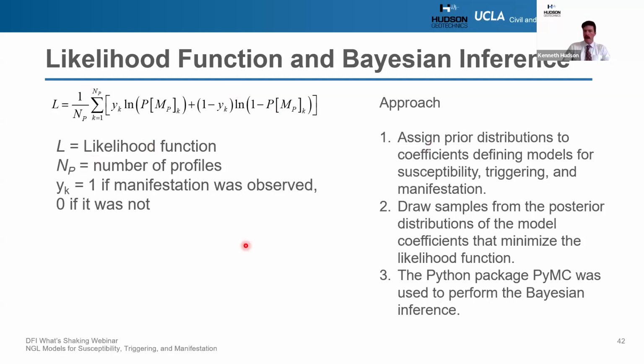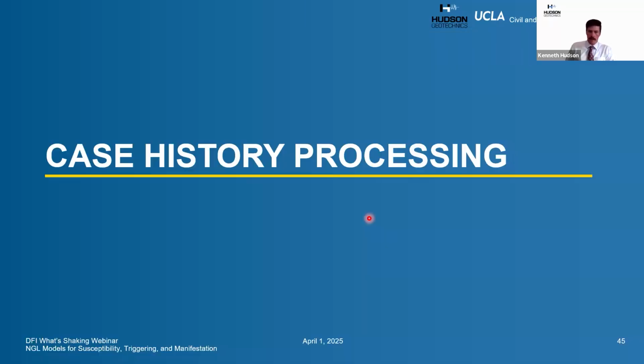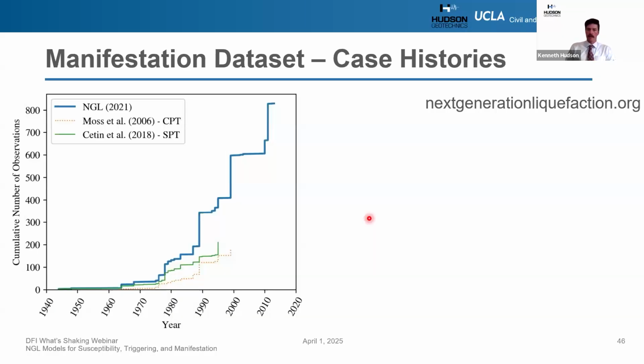We don't need to get into the math, but basically we could reconcile observations of liquefaction manifestation or no manifestation with our prediction of probability of manifestation for each profile. And so that's how we were able to optimize our cost function and come up with optimized model coefficients that matched our case history data set well. So speaking of that, let's get into how we process our case histories.